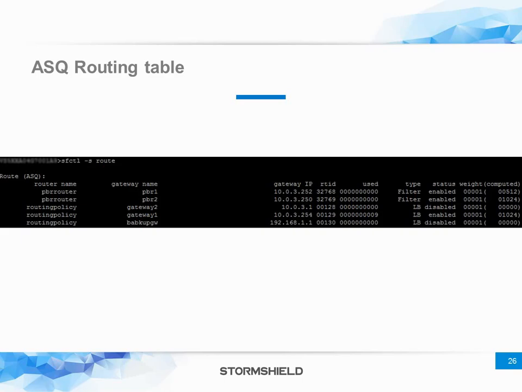First, router name, which is the name of our router object, gateway name, gateway IP address, the router ID, which is the system identifier of the gateway, the number of times this gateway has been used, the type of gateway, so is it used in filter policy? LB is for load balancing when used in the default routing policy, the status, so is it used or not, and finally the weight when load balancing is enabled.